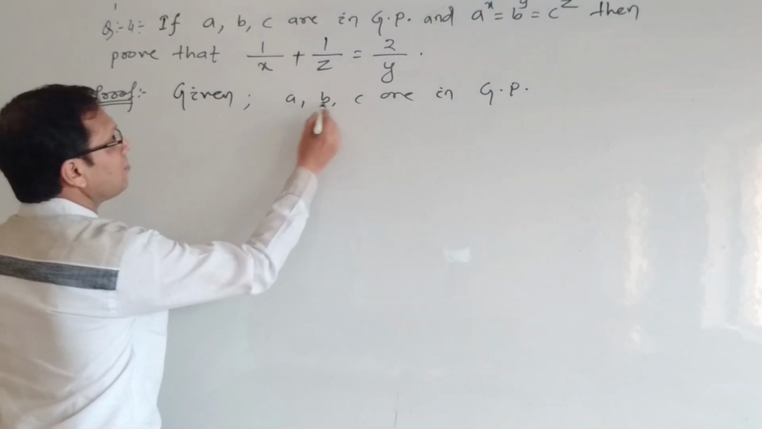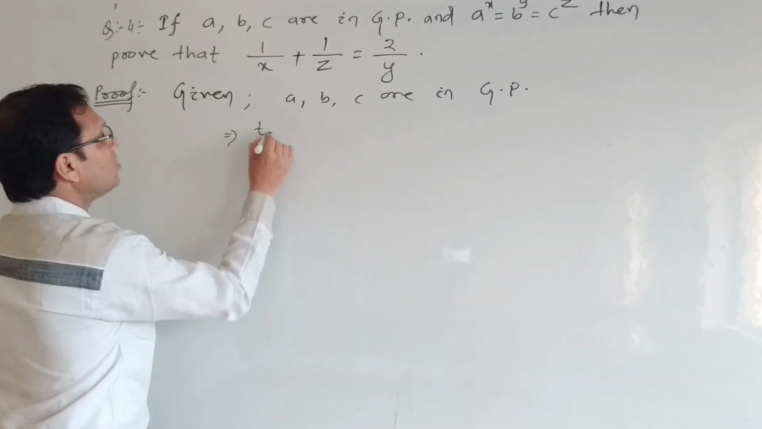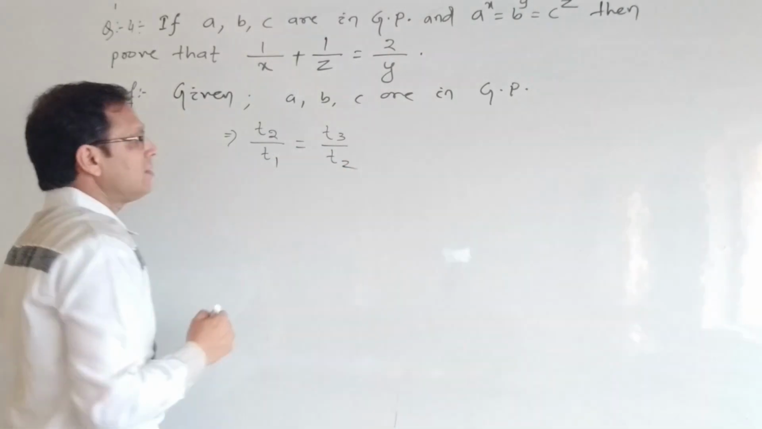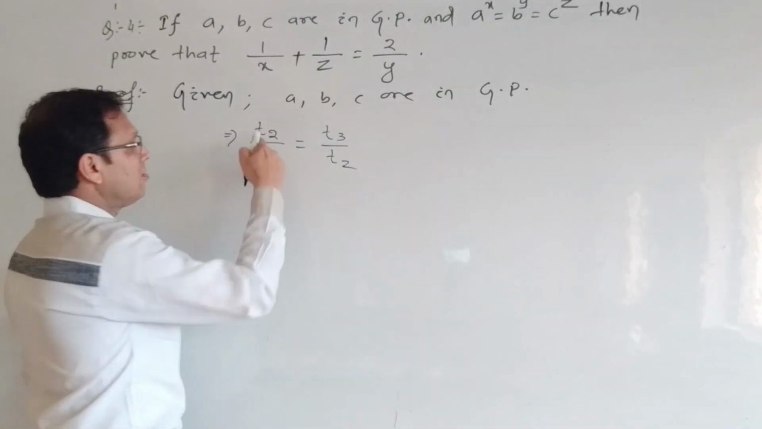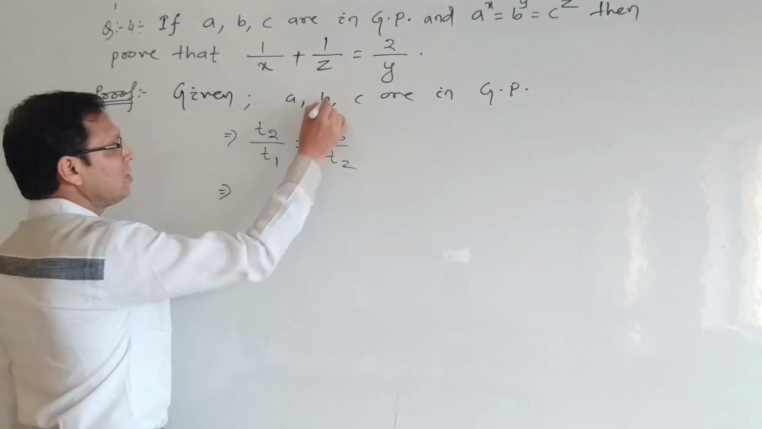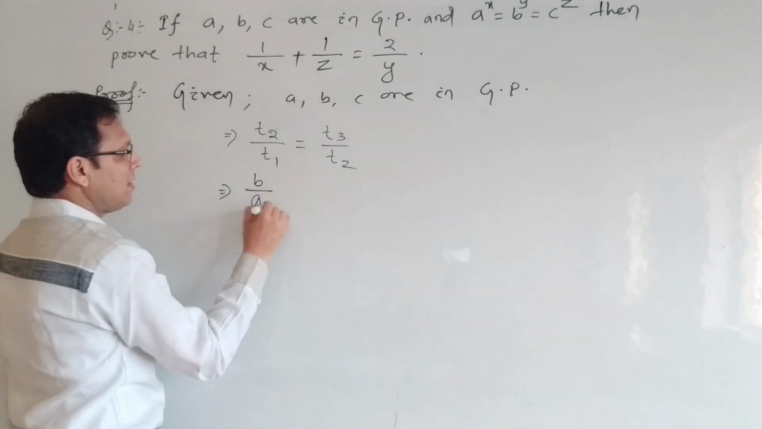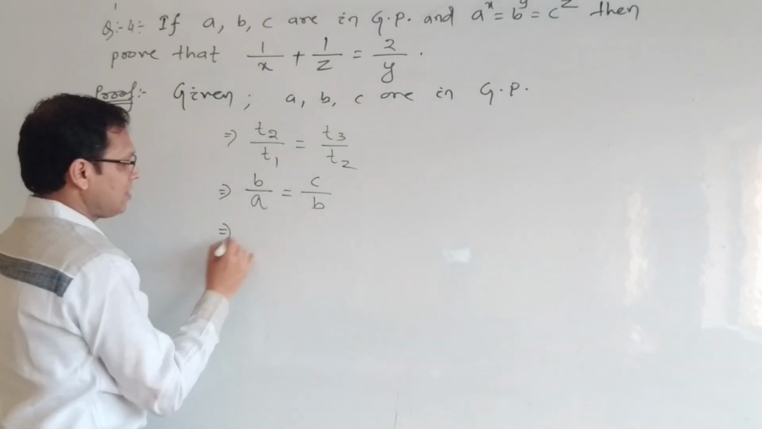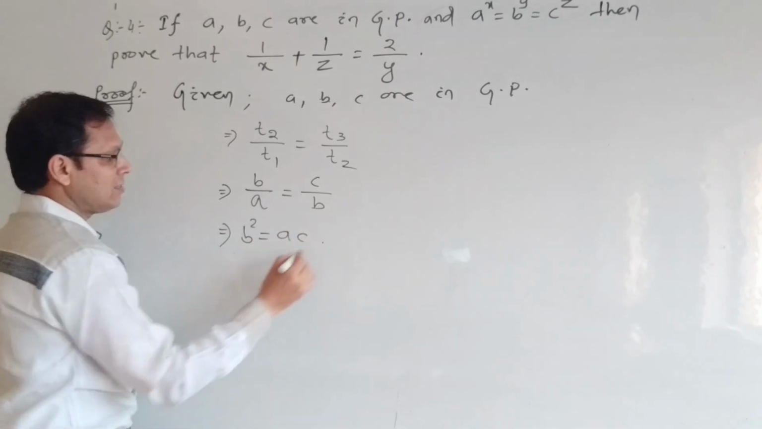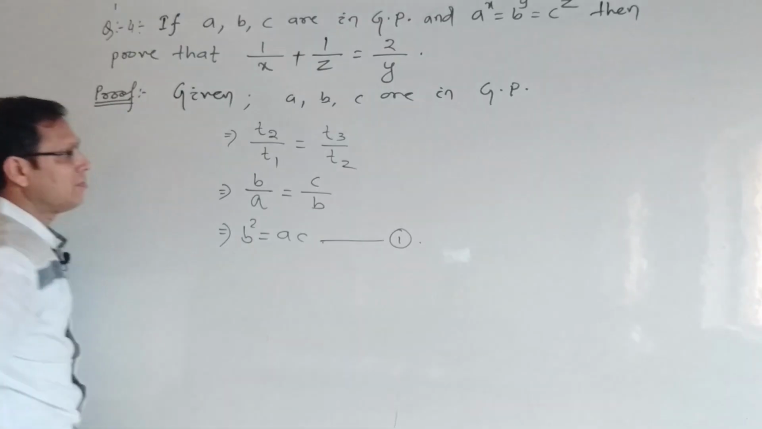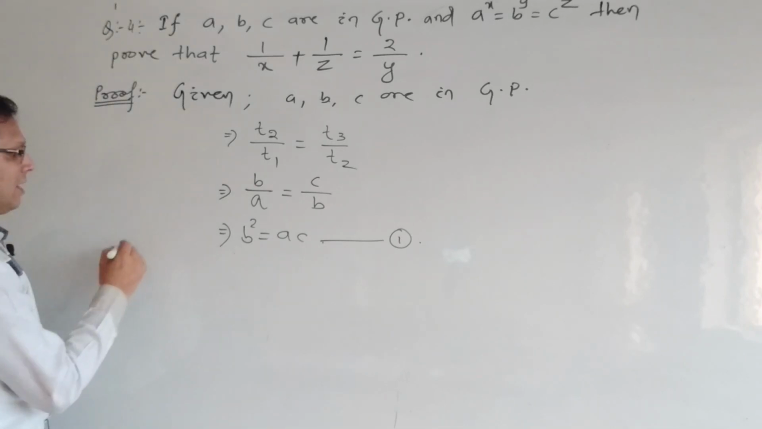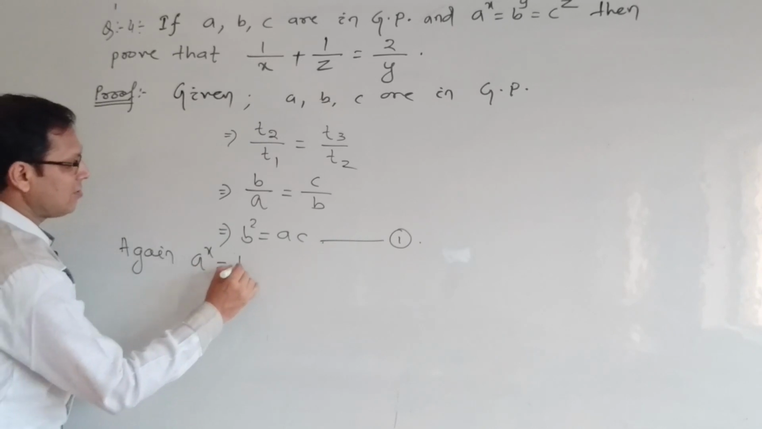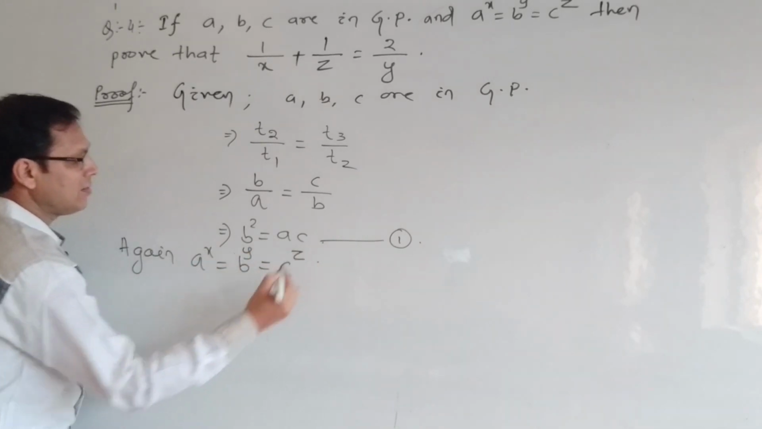Next, a, b, c are in GP means T2 by T1 is equal to T3 by T2. That is the common ratio. The ratio should be equal. So T2 by T1 means b by a is equal to c by b, or in other words you can write b square is equal to ac. That is equation number 1 from the first given condition. Again another given condition is there, that is a to the power x is equal to b to the power y is equal to c to the power z.